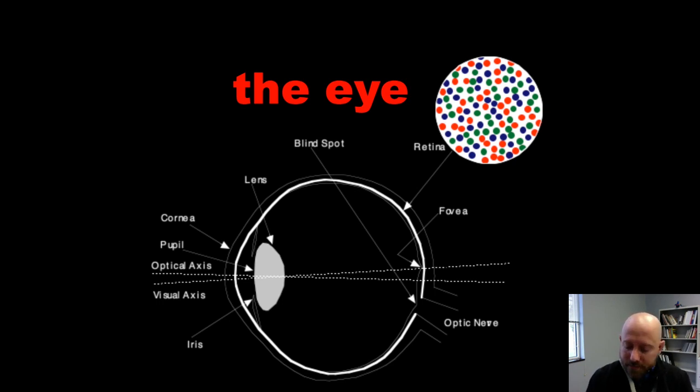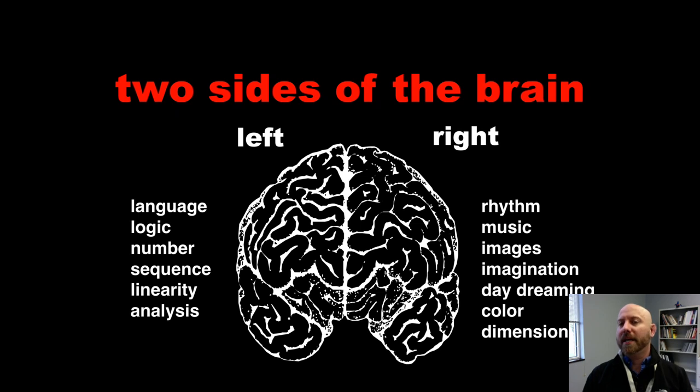Okay, so those are the rods and the cones. Very important. Now the other thing about the eye is that the eye is connected to the brain. The brain is a complicated thing, but you've probably heard at some point that there are two sides, and the different sides of the brain work with different concepts. The left side works with things like language, logic, numbers, sequence, linearity, analysis. This is the science and math side of the brain. Then on the right side, you've got things like rhythm, music, images, imagination, daydreaming, color, and dimension. So color is over on this side, which is more the creative side of things.